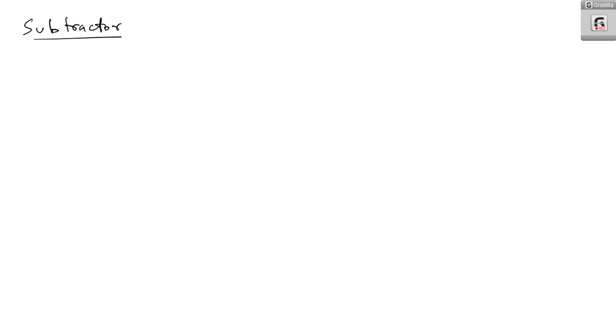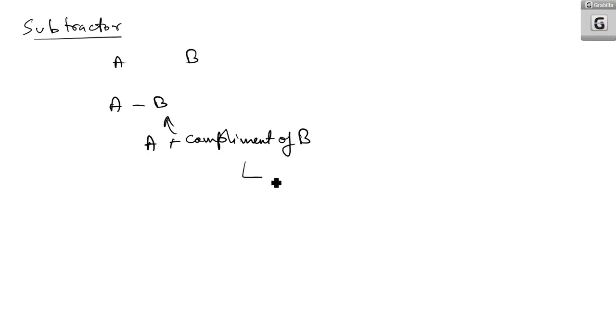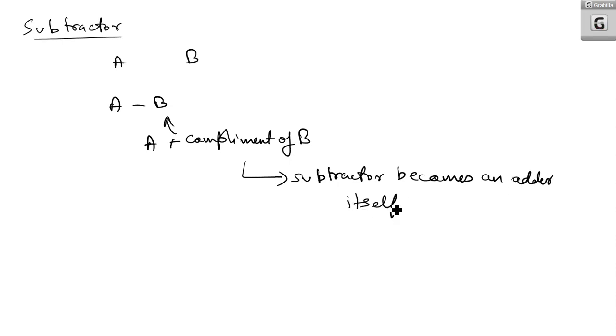If you have two numbers A and B, and if you need to find A minus B, you find the complement of B and add it to A. So basically, if you are taking in this format, subtractor becomes an adder itself. So that is a basic introduction to a subtractor. Subtractor is an adder itself, provided that you are adding with the complement of the B part.